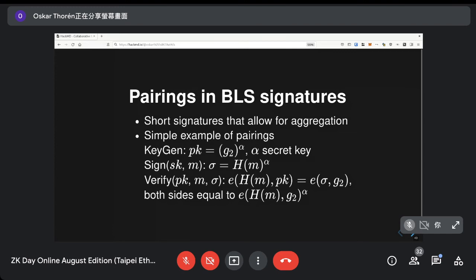So in the left side, the right term has an alpha exponent, and then in the left term, where you have sigma, you also get an alpha exponent. And so both sides equal the same thing. So if the signature is valid, it's all good.